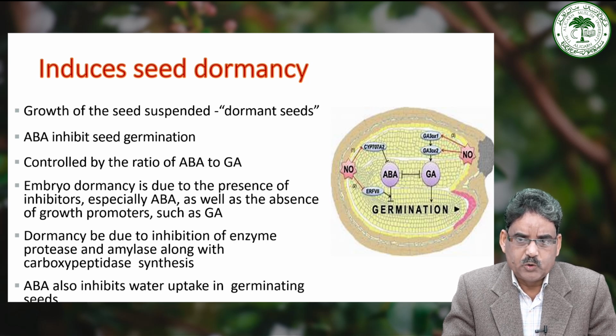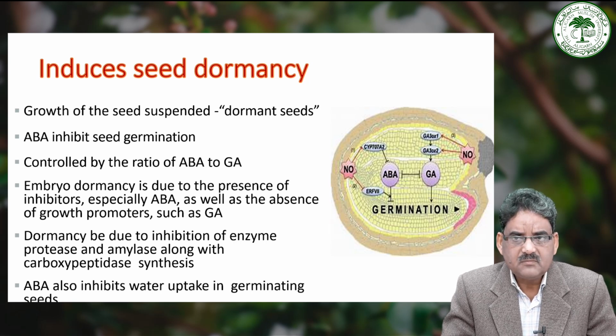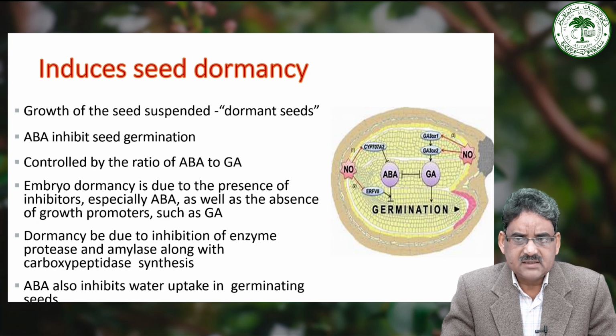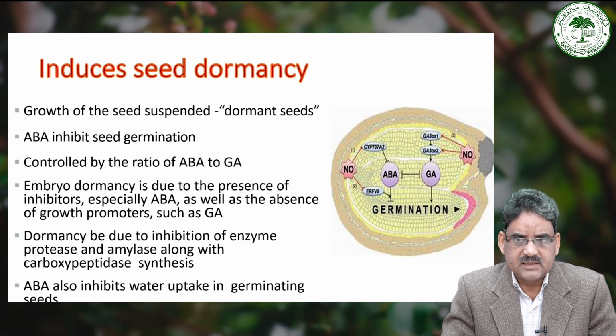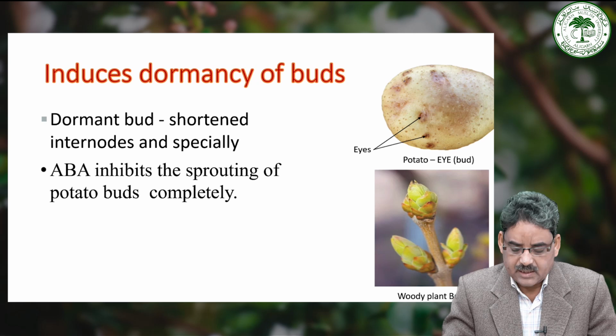The dormancy may be due to inhibition of enzymes like protease and amylase, along with the suppression of carboxypeptidase synthesis. ABA in its multiphased role also exhibits the ability to inhibit water uptake during the germination process. Moving ahead, it is further said that ABA promotes the dormancy of buds by causing shortened internodes, particularly inhibiting the sprouting of potato buds entirely. ABA also induces senescence and abscission processes in plants, which can be seen from the present figure.